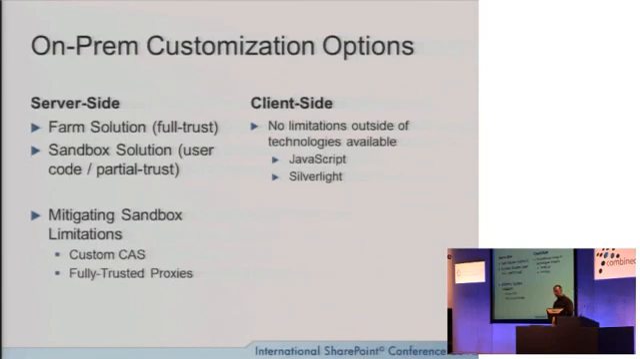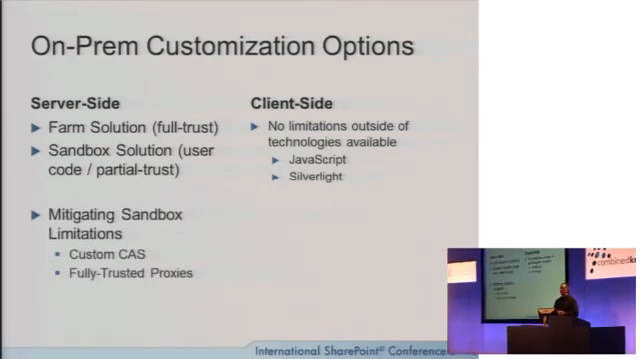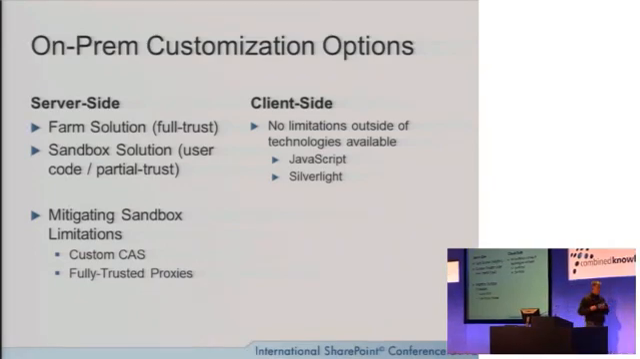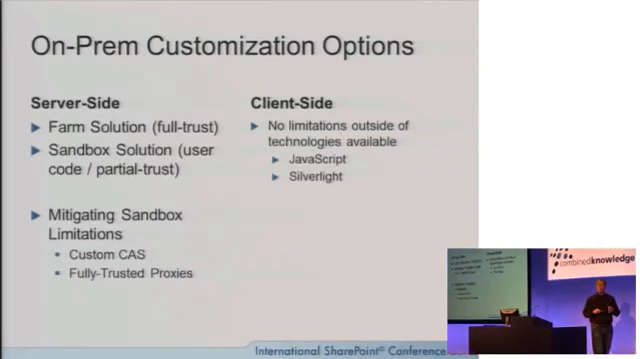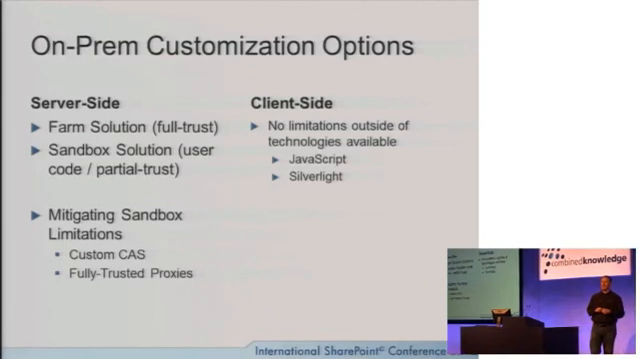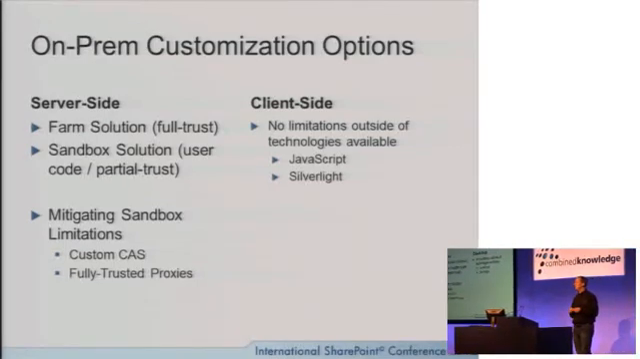So let's look at the customization options for an on-prem. Well, customization options, again, you can do whatever you want. Server-side, if you're doing server-side code, we can write full trust, nice farm scope solutions. We can do sandbox solutions if we wanted to as well. If we were in an environment where we force people to only use Sandbox for developing things, you could force that as well if you wanted to. You can do that in your on-prem deployment. It's totally up to you.